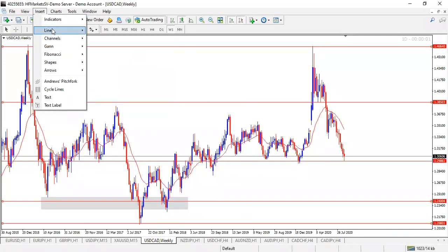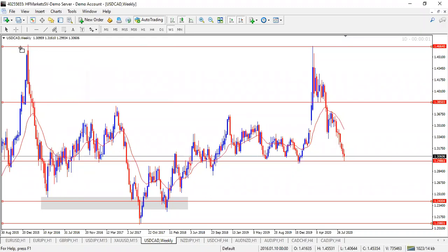Now, the reason many people love to use a rectangle shape instead of a line is that drawing a line makes some people think a key level is a definite price. That is, for example, this one is 1.4664. That's why they prefer to draw a shape. A key level is not a definite price. It's a price area.